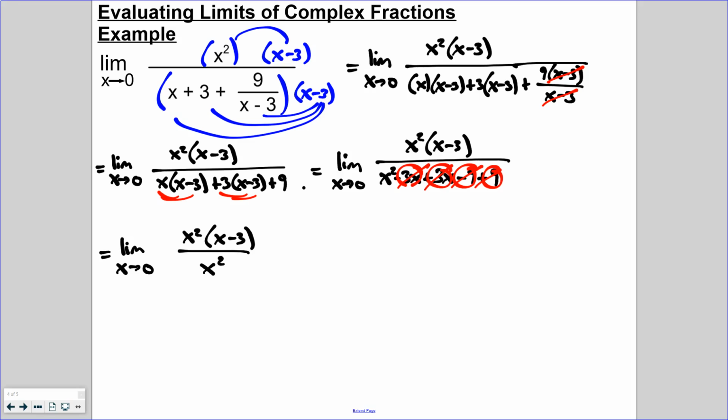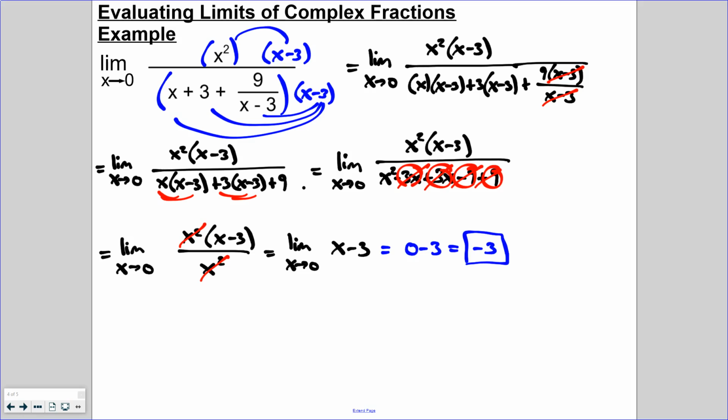And since we have an x squared on the top and an x squared on the bottom, we can cancel out those two factors. And that's going to leave us with the limit as x approaches 0 of x minus 3. And then we can perform direct substitution, 0 minus 3, giving us a final answer of negative 3.